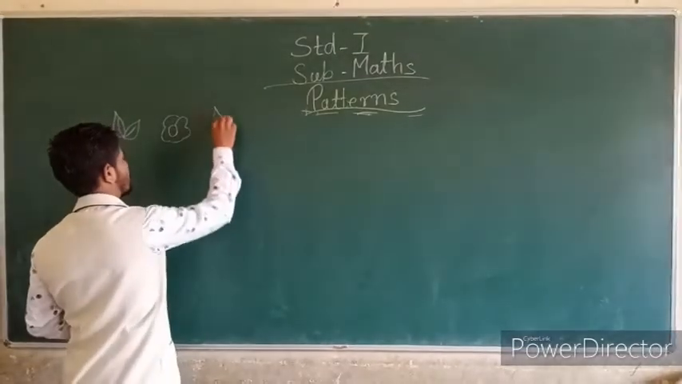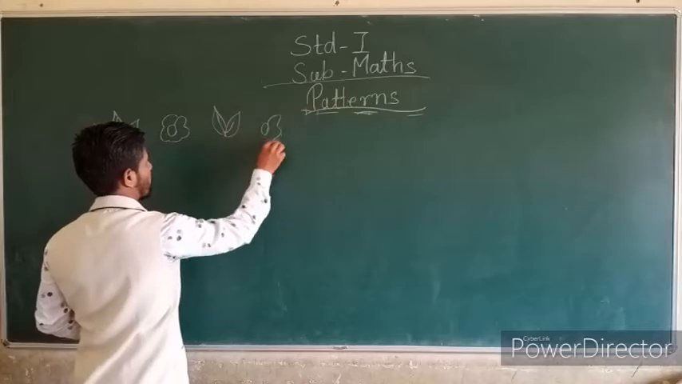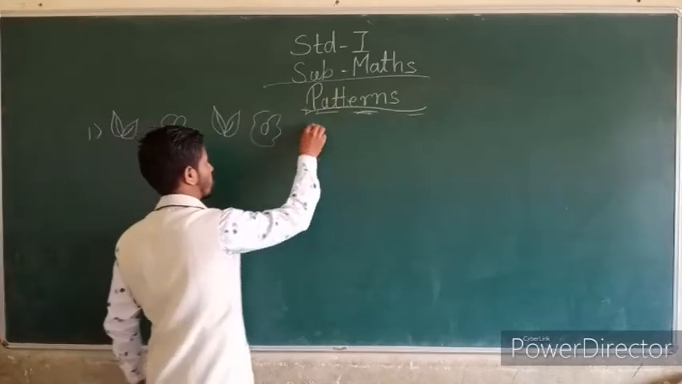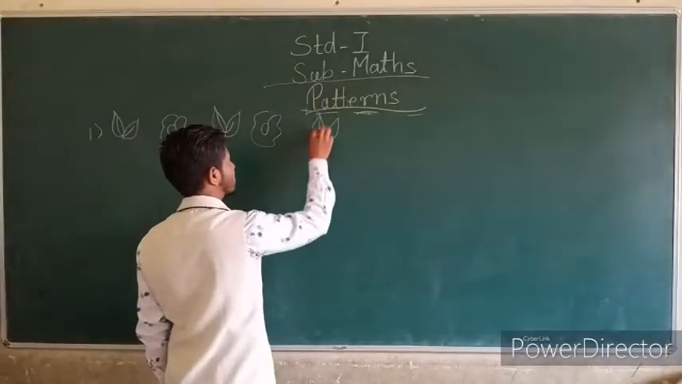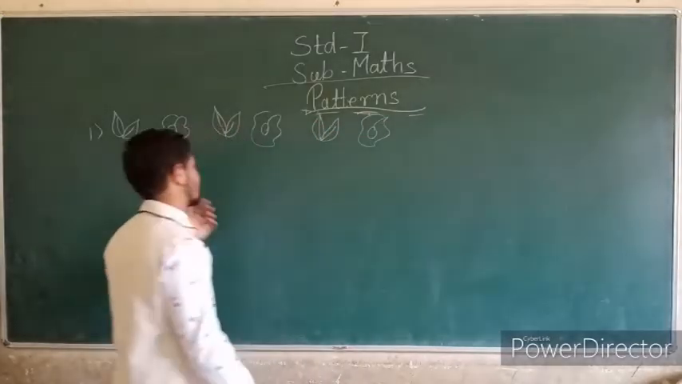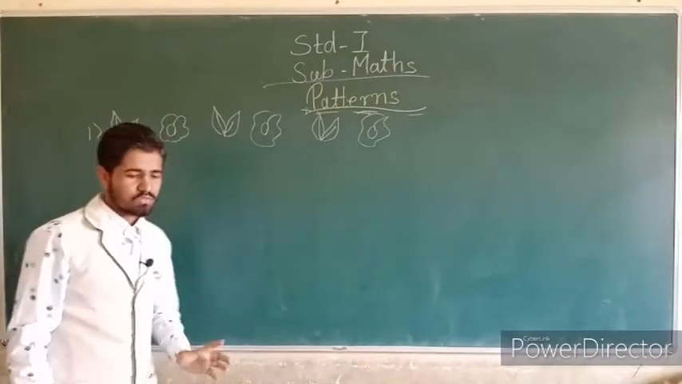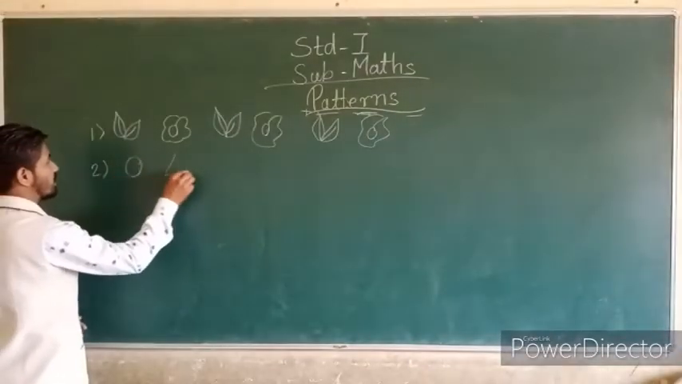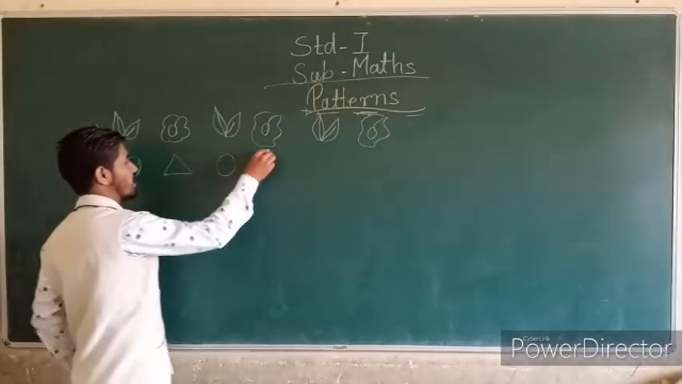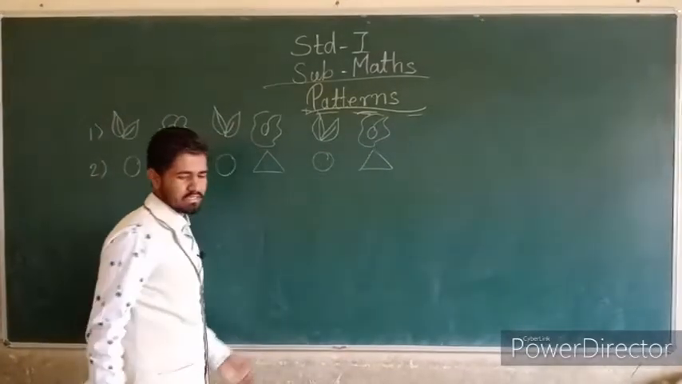Next, what is the sequence? Next there is a leaf, and next there is a flower. Next leaf, and next the flower. So like that, shapes are given. For example, next shape, which shape? Circle, triangle, circle, triangle, circle, triangle. Like that, shapes are there.